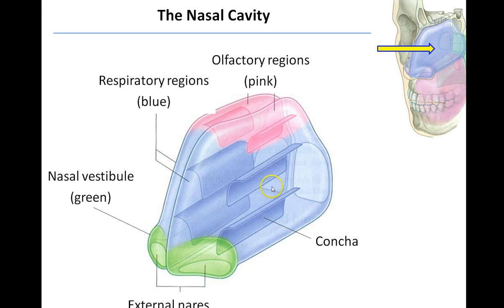The other regions here are the respiratory regions, and this is primarily involved with the processing of air. Take note of these curved structures here, conchae. These are curved projections of bone on the lateral aspects of the nasal cavity, three of them on each side.